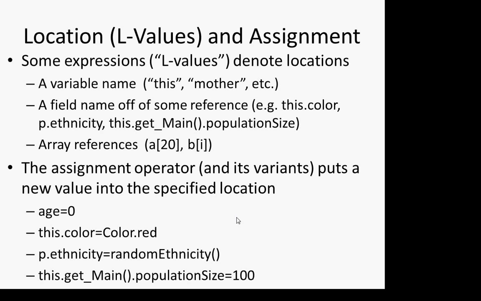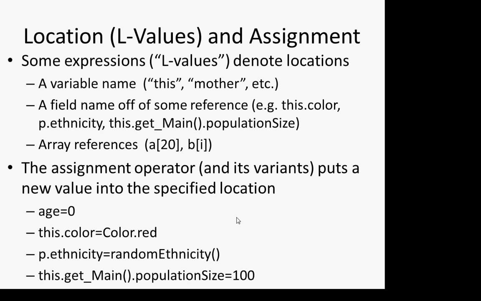And if we have these expressions, we can assign to them, okay? So we could say age equals 0. This is implicitly probably this.age equals 0. this.color equals Color.red. p.ethnicity equals randomEthnicity. This is assigning, it's putting a value in that location. In this case, it's in this variable color referred to as part of my color. Here it's putting it into this variable called ethnicity referenced by this reference p.